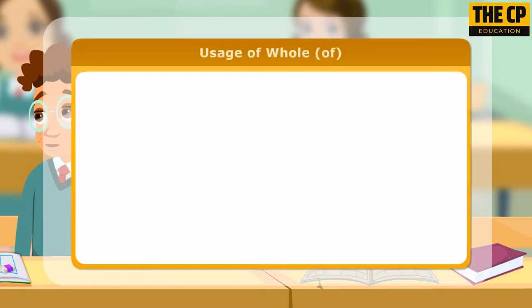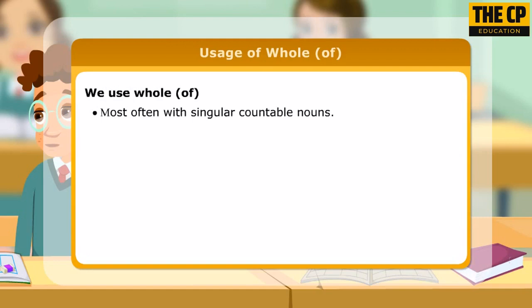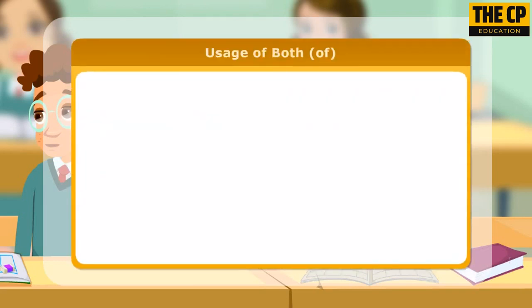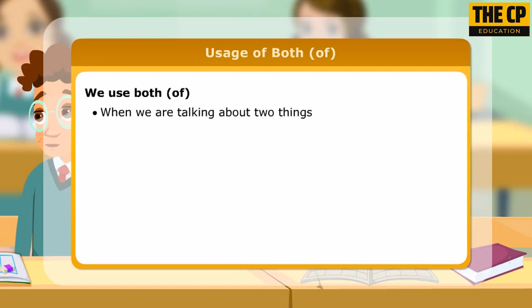Usage of whole of. We use whole of most often with singular countable nouns. Before place names, we most often use the whole of. Usage of both of. We use both of when we are talking about two things.